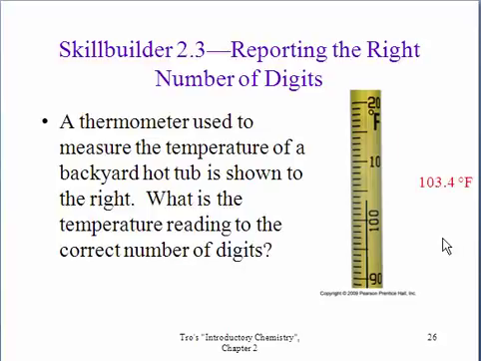So what we want to do is have one digit, the last digit, that is estimated. If we look at this, we know for certain that it's between 103 and 104, and it looks to be right about in the middle. I would be inclined to say 103.5 degrees Fahrenheit. This tells us that it's the Fahrenheit scale. But if you did 103.4 or just had one digit after the decimal point, you're in good shape. Now I think you would agree that it would not be 103.9 or 103.1, that this is somewhere right in the middle between 103 and 104. So 0.4 or 0.5 would be the correct way to express this.